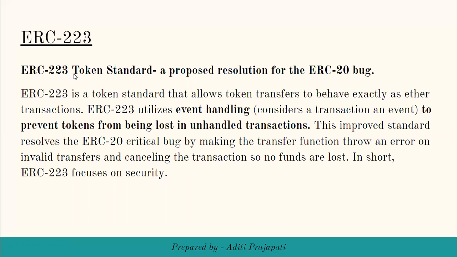ERC223 is basically a token standard. It is a proposed resolution for the ERC20 bug. It utilizes event handling to prevent tokens from being lost in an unhandled transaction. Thereby this improved standard resolves the ERC20 critical bug by making the transfer function throw an error on an invalid transfer and cancelling the transaction, so no funds are lost. In short, ERC223 focuses on security. It behaves exactly like Ether transactions. It prevents tokens from being lost.